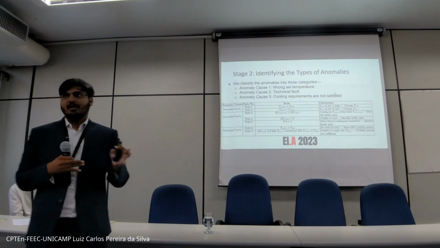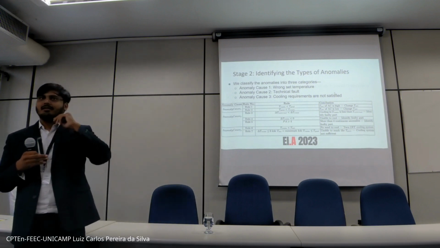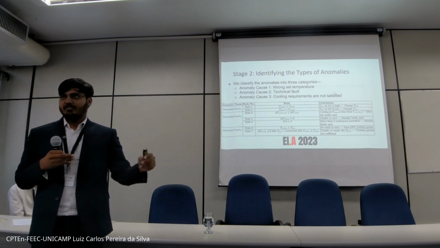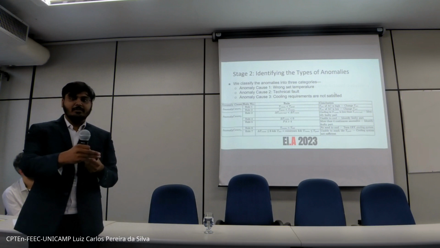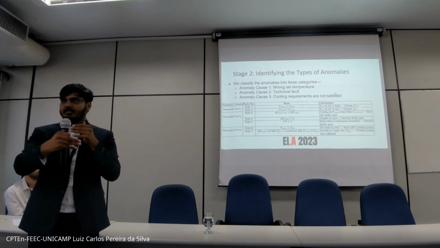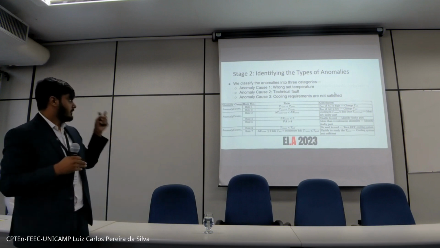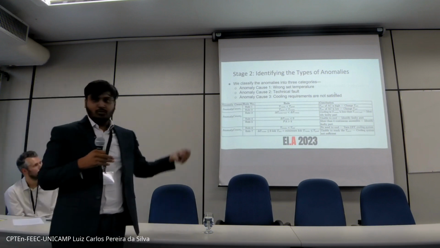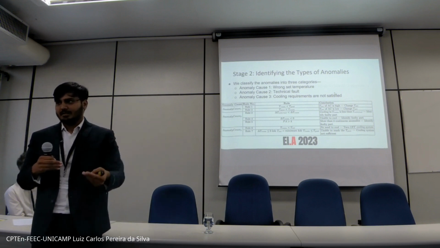So we classify anomalies in three categories. One is anomaly cause 1, where we say that the user has set a wrong temperature. When we say wrong set temperature, we mean your desired temperature is different from your set temperature. These are not correlated because the desired temperature and set temperature are not always the same. Then anomaly cause 2 is a technical fault, where we identify whether there exists a technical fault or not.